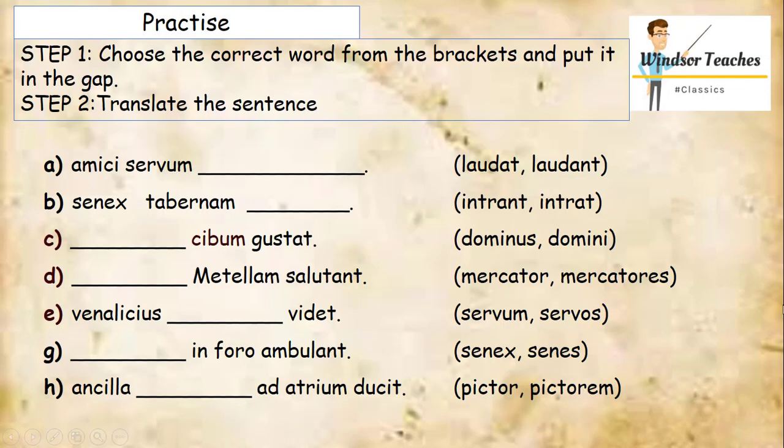Okay, so let's get on to a bit of practice using the information from this video. Step 1, we're going to choose the correct word from the brackets and put it into the gap. And step 2 is we're going to translate the sentence. I've mixed in some singular subjects and objects as well, so it'd be helpful to look at my singular subjects and objects video before you begin.